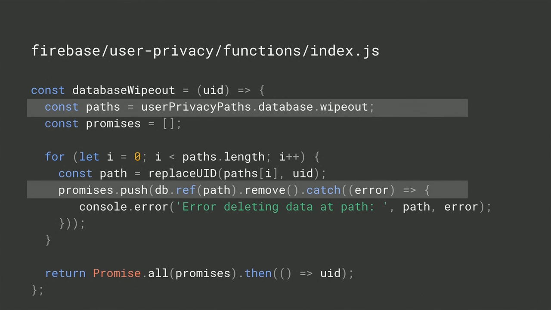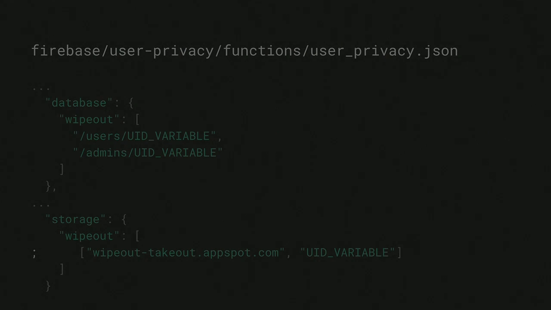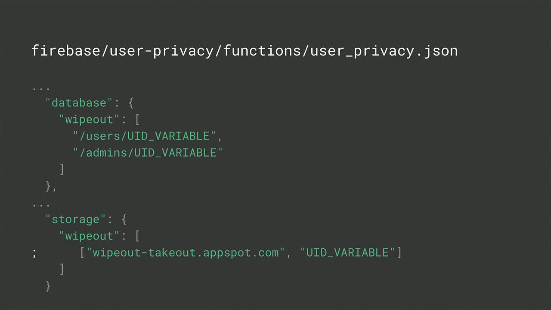So let's go ahead and look at the database wipeout call. Once again, fairly simple function. What this does is it loads in a number of paths from a config, and then iterates through those paths, deleting each one of them from the database. But where do the paths come from? Well, they're over here in userprivacy.json.